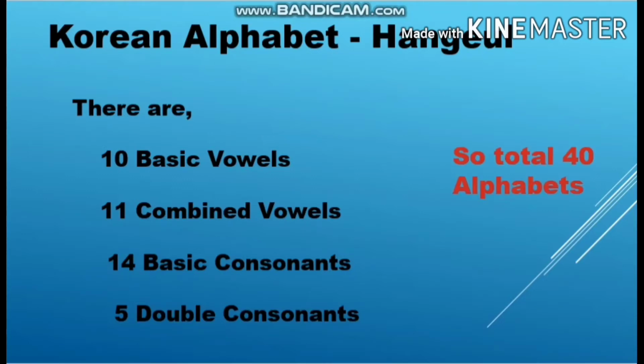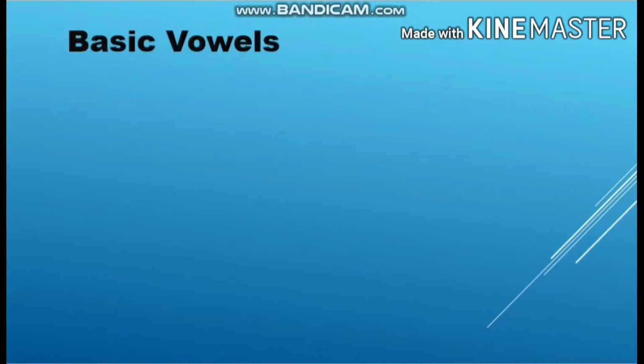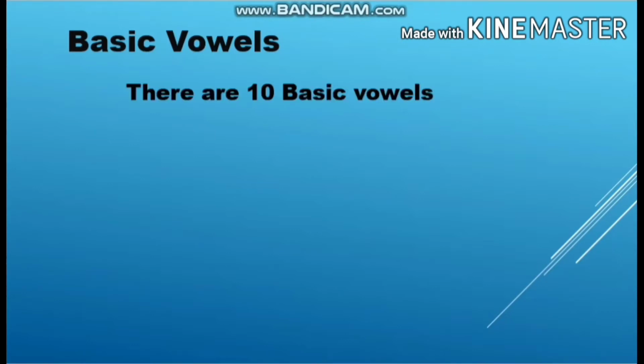Okay, in Korean there are 40 alphabets: 10 basic vowels, 11 combined vowels, 14 basic consonants, and 5 double consonants. So there are 40 alphabets. First we are going to learn about the basic vowels. As I told earlier, there are 10 basic vowels.